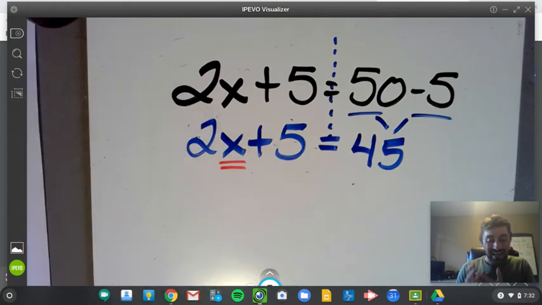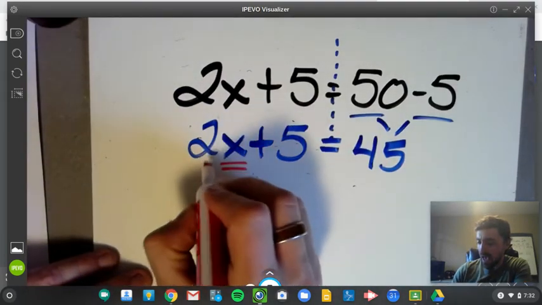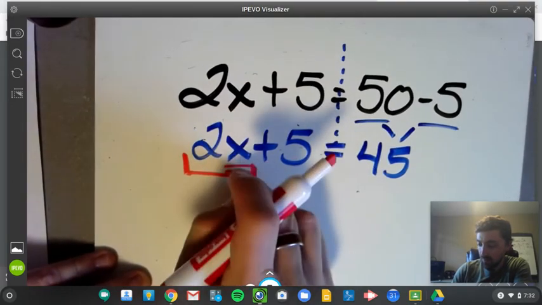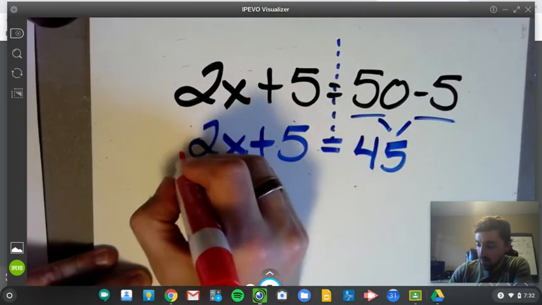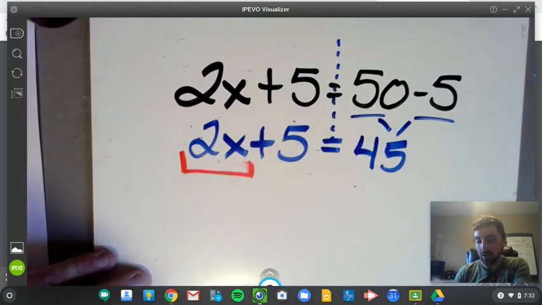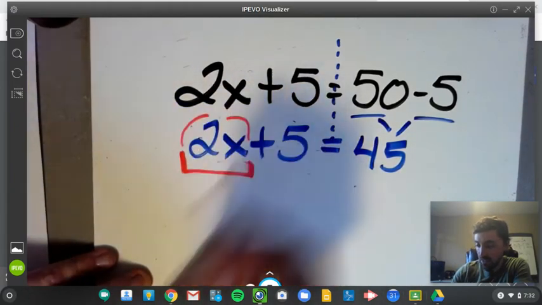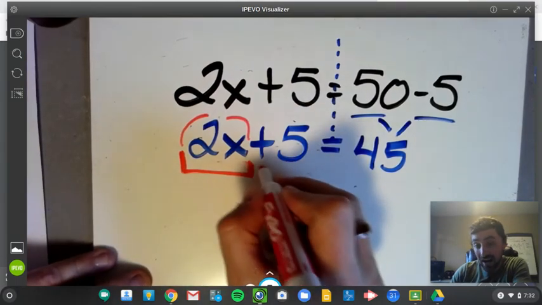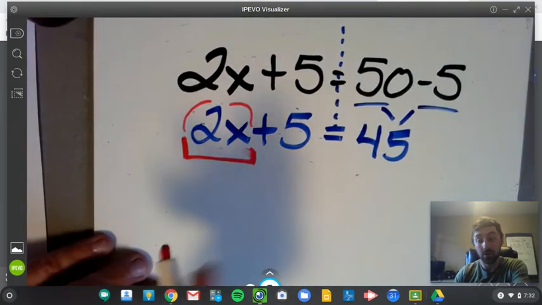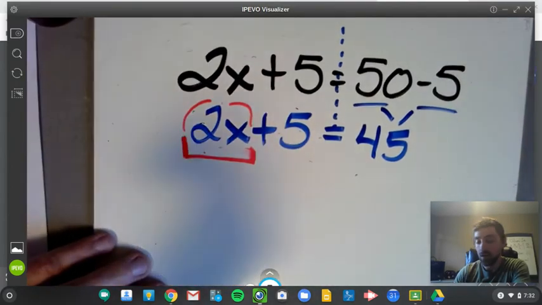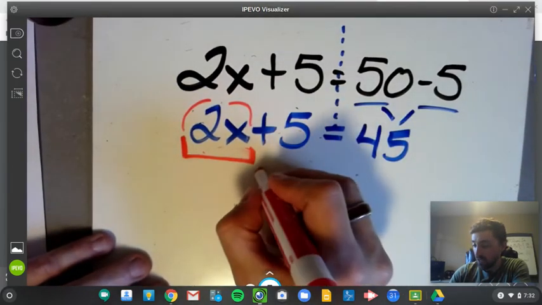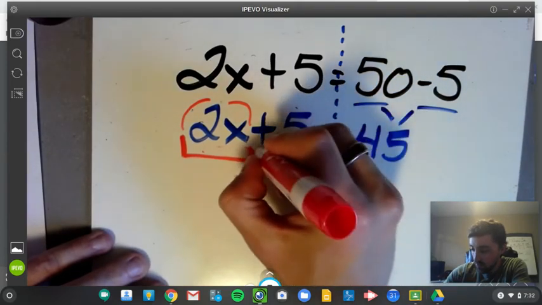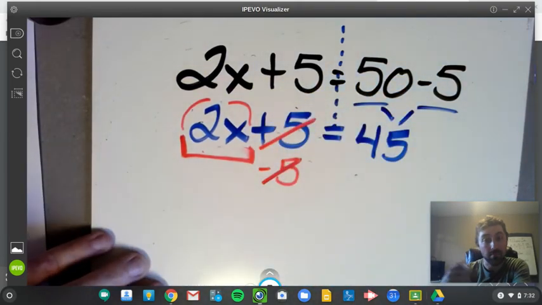Number 4, identify if something is being added or subtracted to the term with the variable. If there is, perform the opposite operation to remove it. So we are looking, is something being added to this term? Remember, a term is anything that is isolated or separated by those operations. So this whole 2x is a term, and a 5 is being added to it. So we want to do the opposite operation to try and get x by itself. So the opposite of plus 5 is minus 5. Those cancel out because plus 5 and minus 5 are opposites.